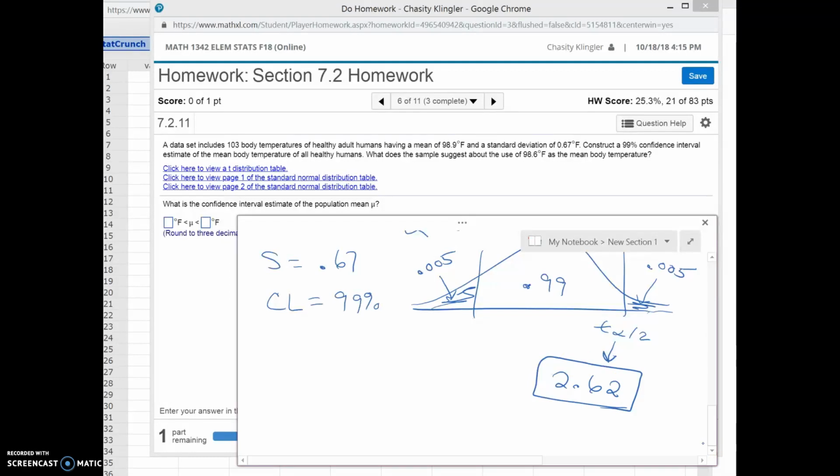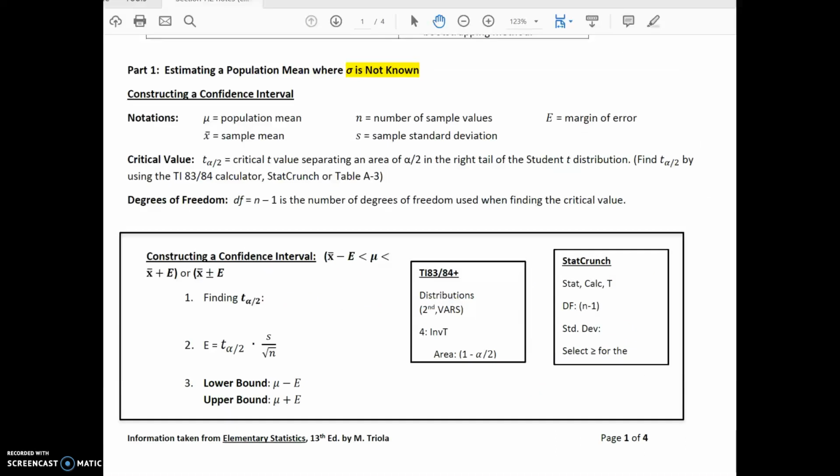Now if you go to your formula sheet, we're using this box right here, constructing a confidence interval. We found our T alpha divided by 2. Now we need to use this formula to find our error, and then to find our lower bound and our upper bound, you are going to subtract the error and add the error. So first we're going to find the error.